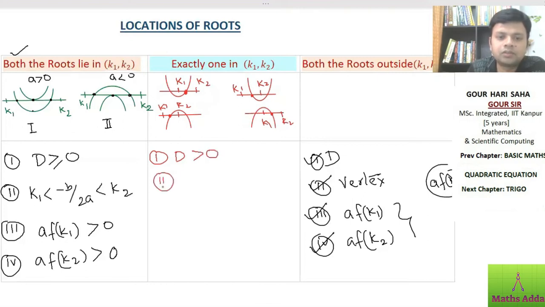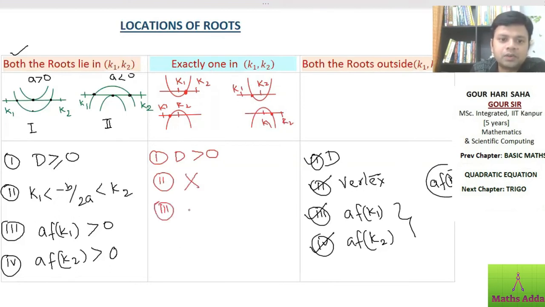What can you say about vertex? In this case, you cannot say anything about vertex, right? Because vertex can be between K1, K2, can be outside K1, K2. So exactly one root between K1, K2 does not fix its vertex. So you cannot say anything about vertex.